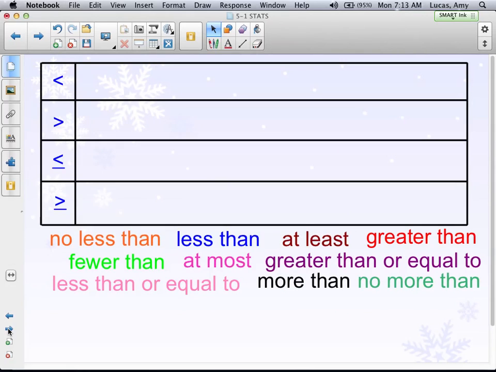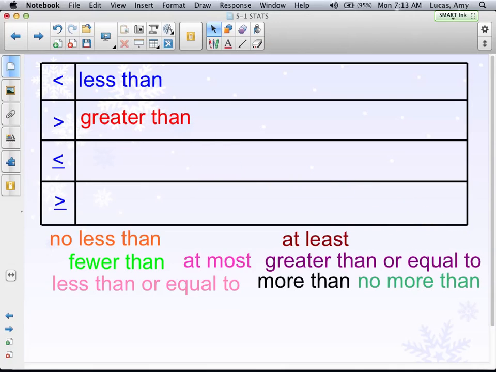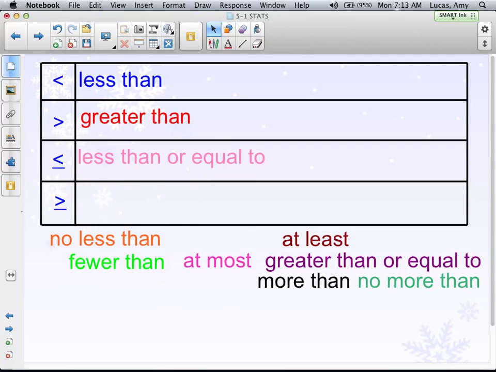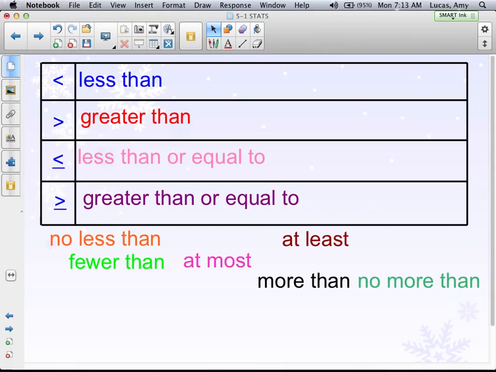When you're reading problems that are dealing with inequalities, it's sometimes confusing to figure out what the words mean, which symbol they represent. So we are going to use this little table quite frequently throughout this chapter to make sure that you get the hang of it, okay? Less than, this is my less than symbol. My greater than symbol is next. Then I've got less than or equal to, and then greater than or equal to. Okay, now let's see what we've got next.